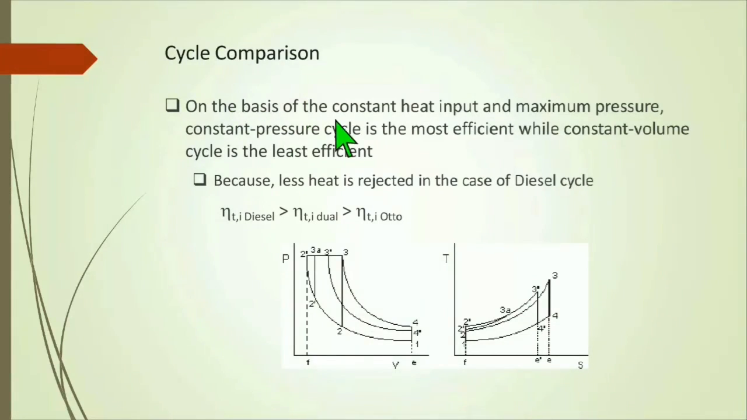On the basis of constant heat input and maximum pressure, the constant pressure cycle is the most efficient, while the constant volume cycle is the least efficient, because less heat is rejected in the case of the diesel cycle. Here, eta_ti diesel is greater than eta_ti actual, which is greater than eta_ti auto, and there are two types of graph. First one is pressure versus specific volume, and next one is temperature versus entropy.